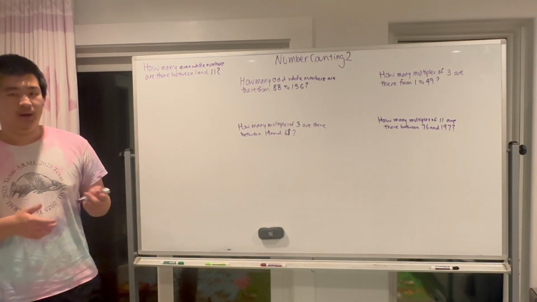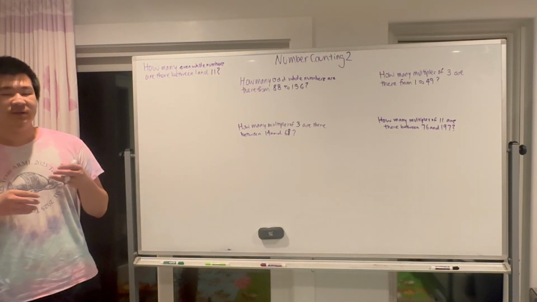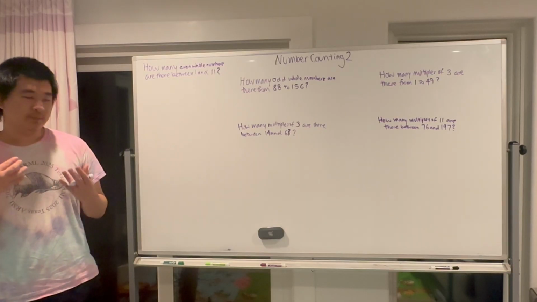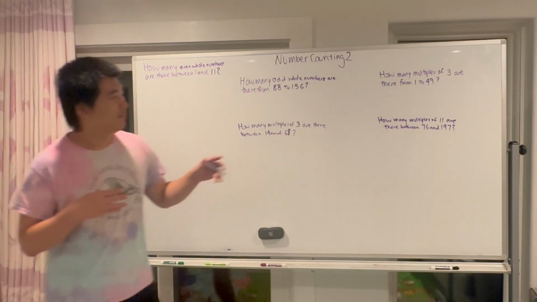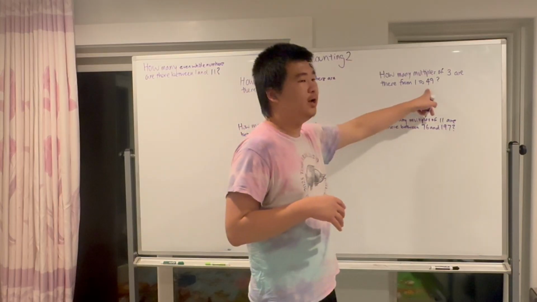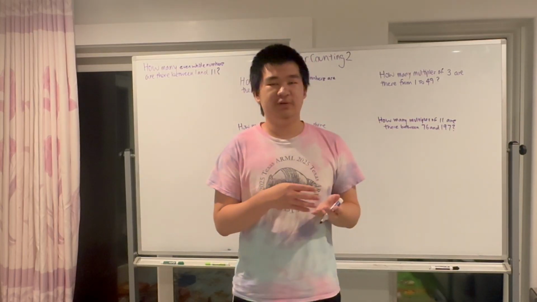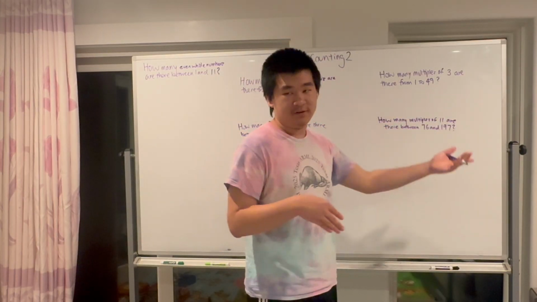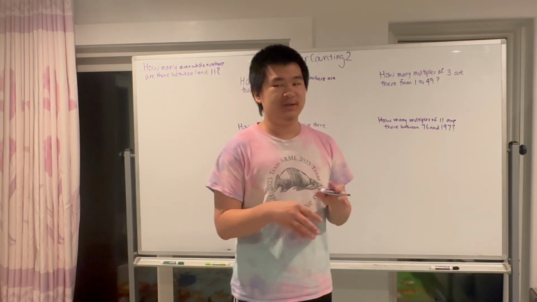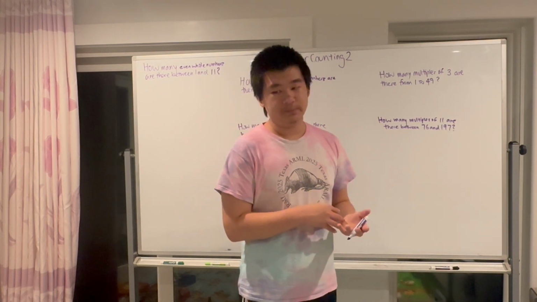Well, with number counting 1, we had cases that were always kind of, I would say, nice. For example, instead of having questions like, how many multiples of 3 are there from 1 to 49, we might have, how many multiples of 3 are there from 3 to 48? And then we could use our formula (b minus a) over d plus 1, and we would get the answer.